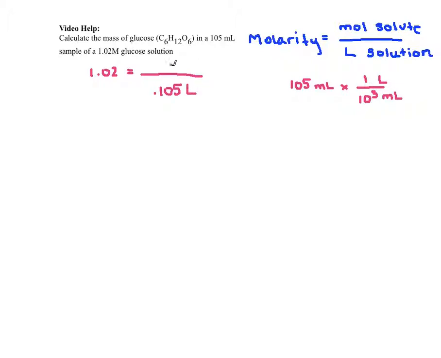And I'm solving for my number of moles. So what I'll do is multiply 1.02 by the 0.105 because I'm cross multiplying. So 1.02 times 0.105, and I get 0.1071 moles. Now, I'm not asking about moles. If I were, I would be done once I rounded correctly. Instead, what I'm asking for is the number of grams.